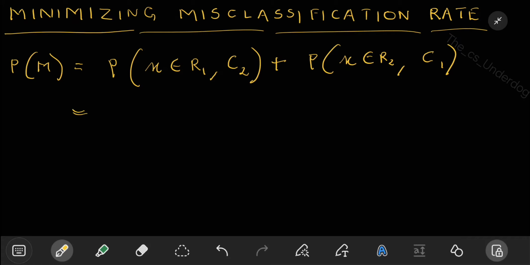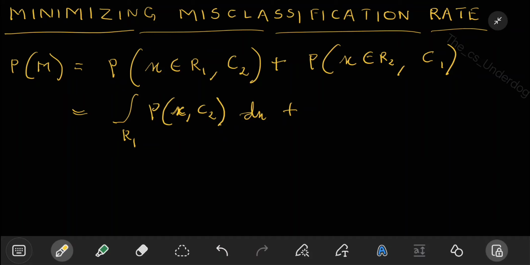If I'm considering it as a continuous variable, then I will integrate over the range R1. Why? Because whatever values of X are there in the region R1, that is what I have to identify. So I'll integrate over the region R1, P of X, C2 dx. Okay, this corresponds to this term. That is, over the region R1 I am integrating, which means I am considering all those points which actually belong to R1 and I am saying if I assigned it to C2, that is a mistake.